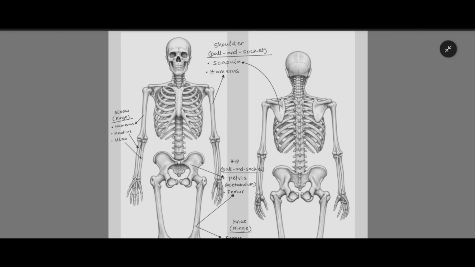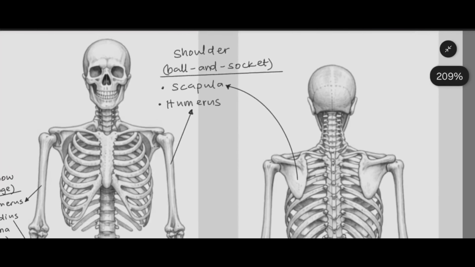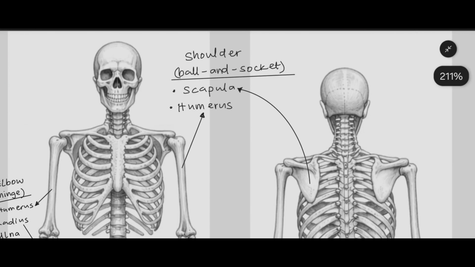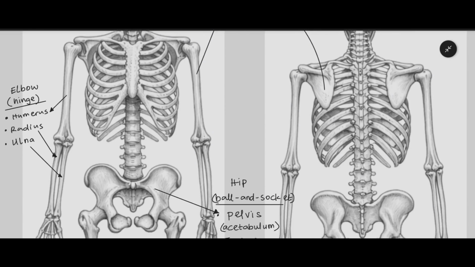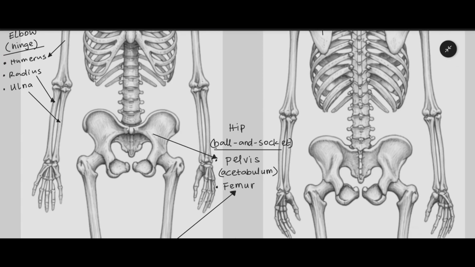So at the shoulder, the articulating bones are the scapula and the humerus. Another name for the scapula is the glenoid. So the scapula and the humerus are the articulating bones at the shoulder. At the hip, which is a ball and socket joint as well, the articulating bones there are the pelvis, aka the acetabulum, and the femur.